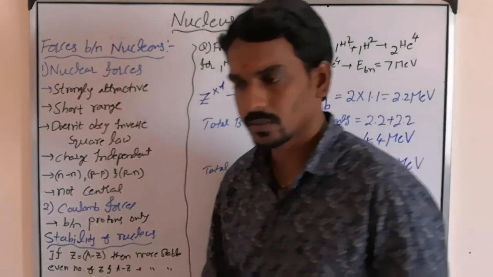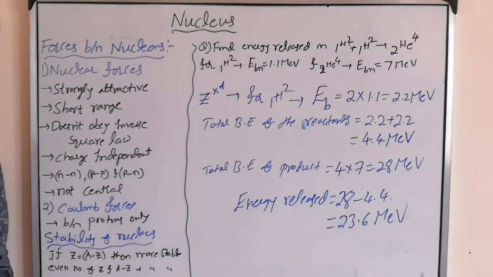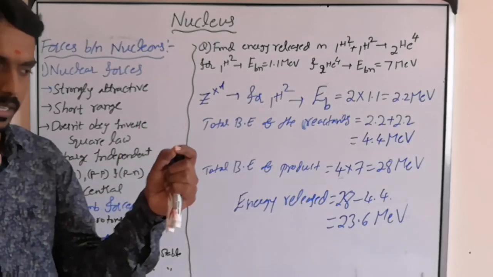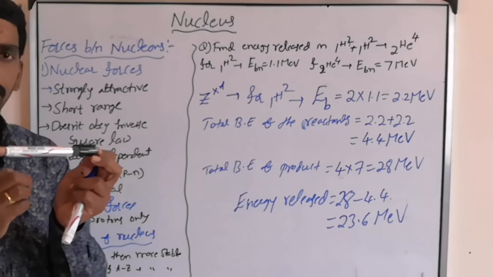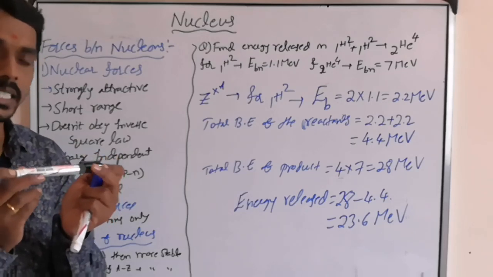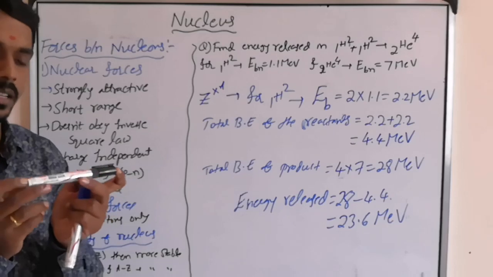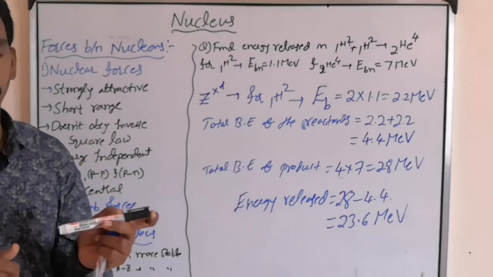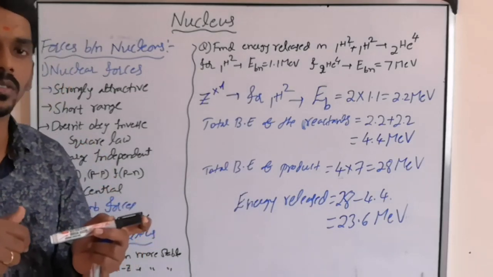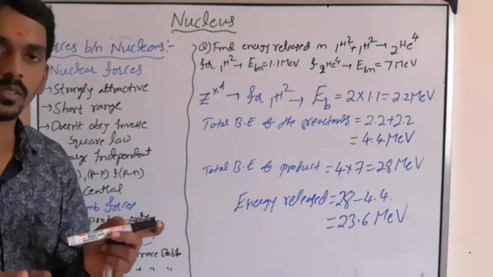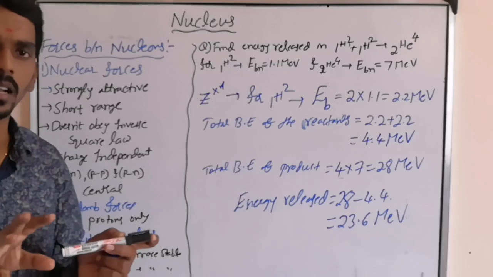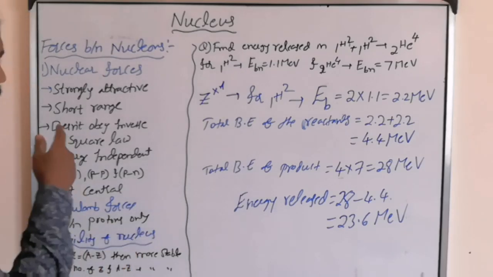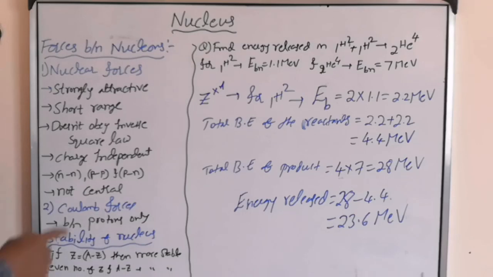What is the meaning of central force? We studied it in gravitation and in electrostatics. If two particles are there, and this is the line joining them, and the force, either attraction or repulsion, acts along the line joining them, that force is called a central force. Whether it is electrostatic or gravitational force, both are central forces. But these nuclear forces are not like that. So they are not central. This is about the nature of nuclear forces.